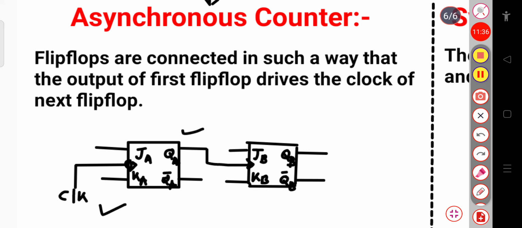Depending on this, it may be connected QA with the clock, or it may be connected with the QA bar with the clock. There are two types of counter: asynchronous up counter or asynchronous down counter, I will tell you. And here you can see that only the clock pulse is given at the first flip-flop. There is no connection between the first flip-flop clock and the second flip-flop clock.